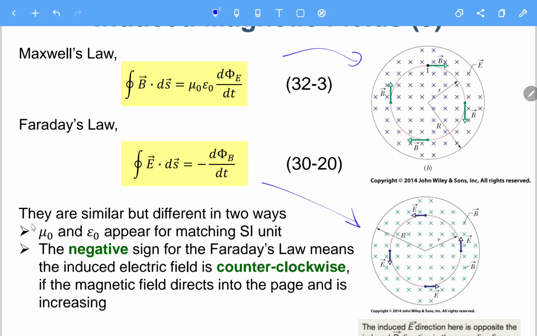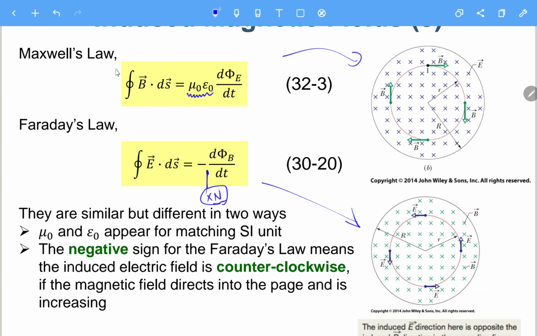Okay, so it says these two laws are similar, but different in two ways. For the first one, mu naught epsilon naught appears for matching SI units. So here we have mu naught epsilon naught, and here we don't have anything. Of course, if there are N turns, you can just multiply by N. But the number of turns is not an SI unit, so multiplying by N does not add any dimension. It's just like multiplying by 1.